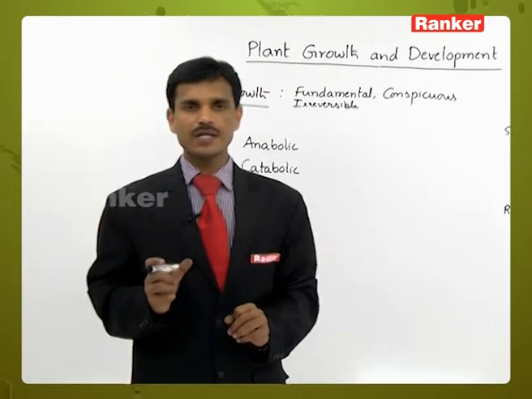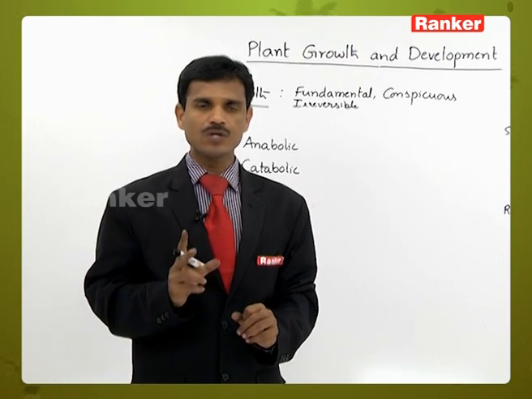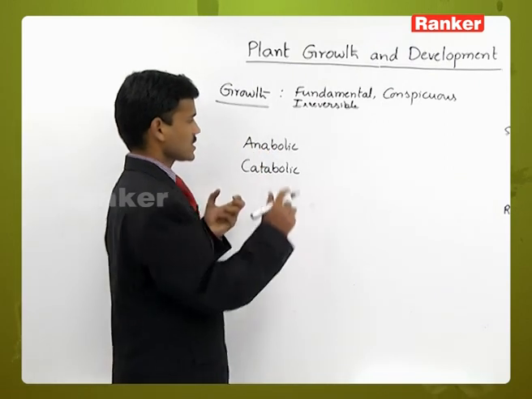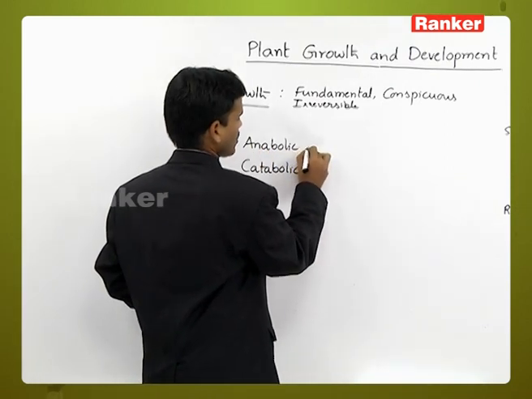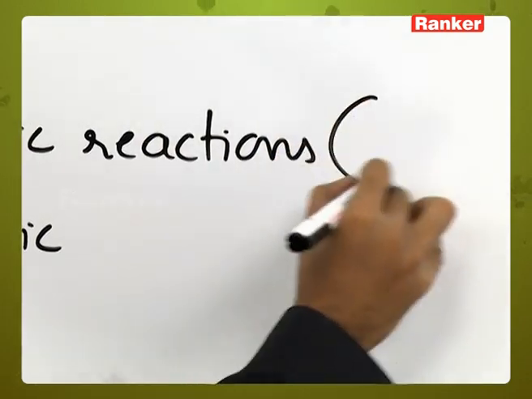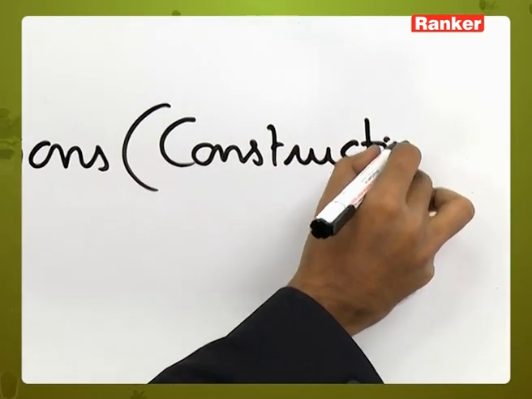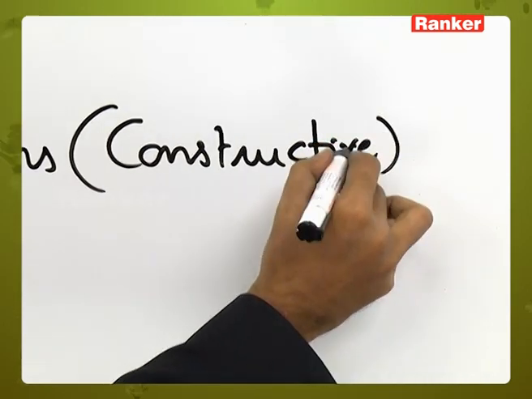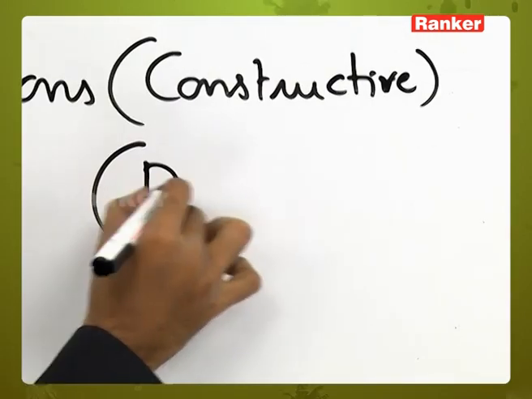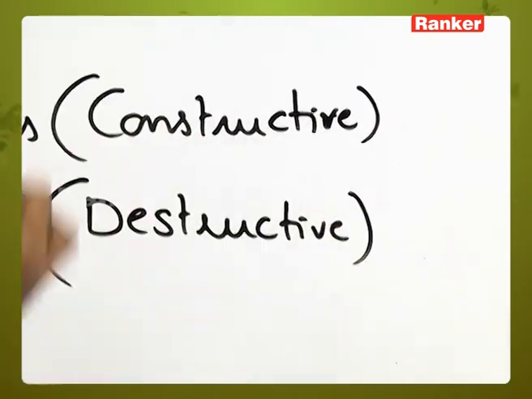Growth is generally due to metabolic reactions. The metabolic reactions are of two types, anabolism and catabolism. Anabolic reactions are also called constructive or making reactions, and catabolic reactions are destructive reactions, also called breaking reactions.